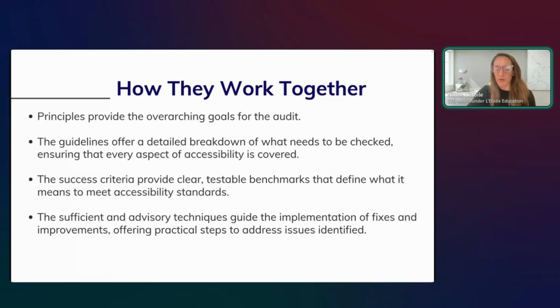The principles are providing the overall goal for the audit or the evaluation. Then the guidelines are really breaking down what needs to be checked, ensuring that all the accessibility areas are covered. The success criteria are the testable benchmarks that define what it means to meet accessibility standards. And then we have the implementation: how to fix it, and offering practical steps.